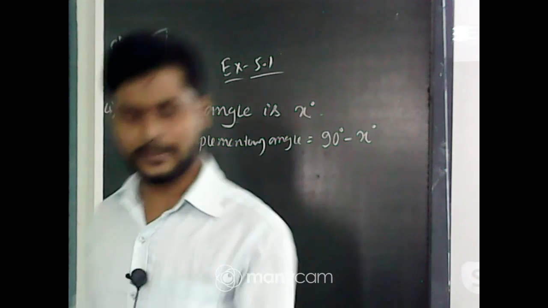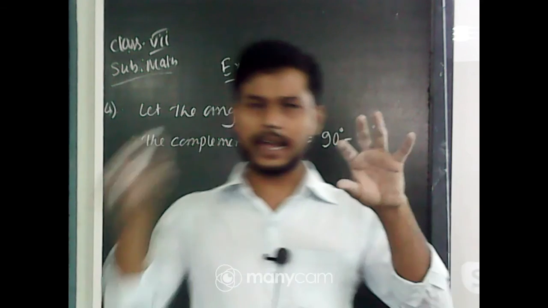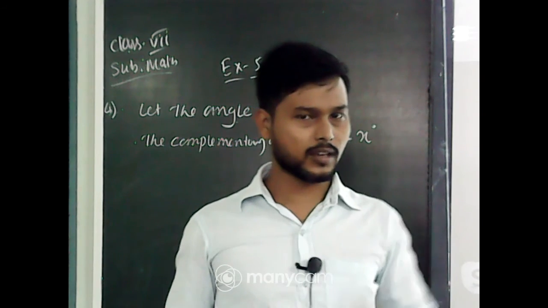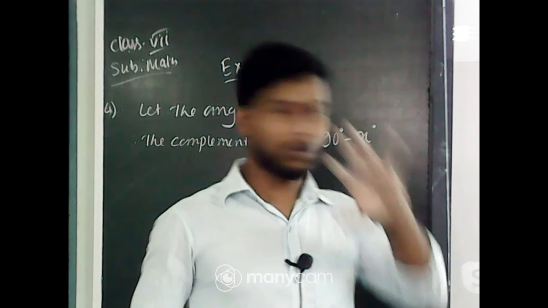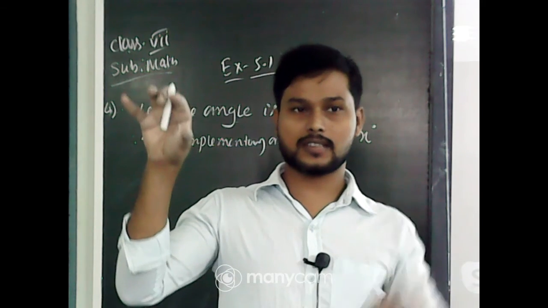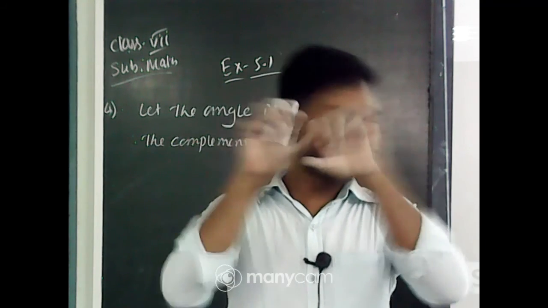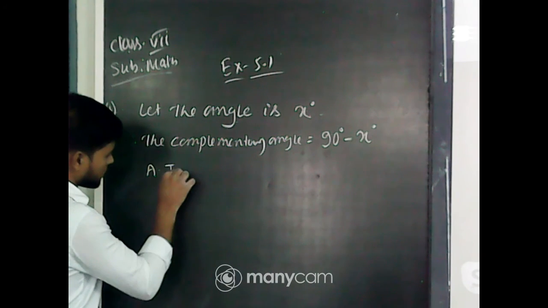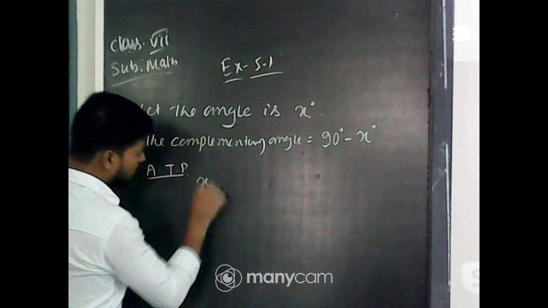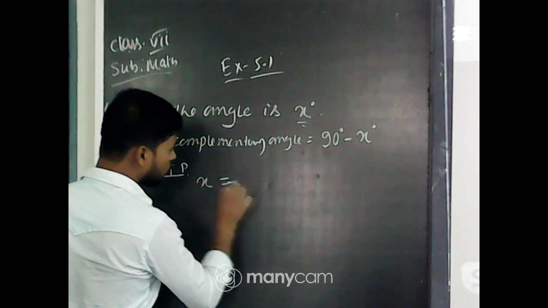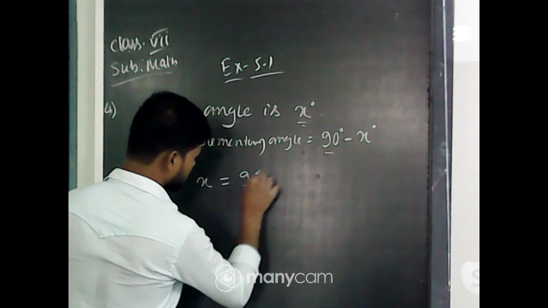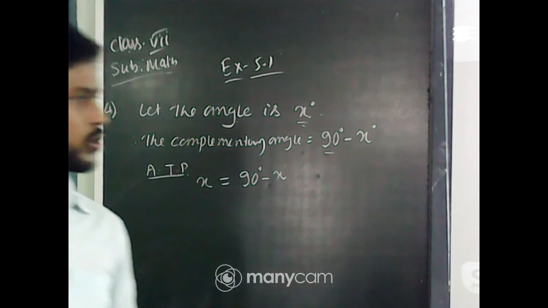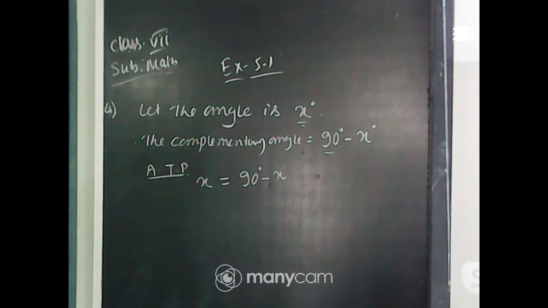Now look, it is given that the angle and its complementary angle both are equal. The angle is equal to its complementary angle. So what is the angle? Our angle is x. What is the complementary angle? It is 90 minus x. So x and 90 minus x will be equal to each other. So according to the problem, the angle will be equal to its complementary angle. Tell me one thing, have you understood this equation? How we set up this equation?